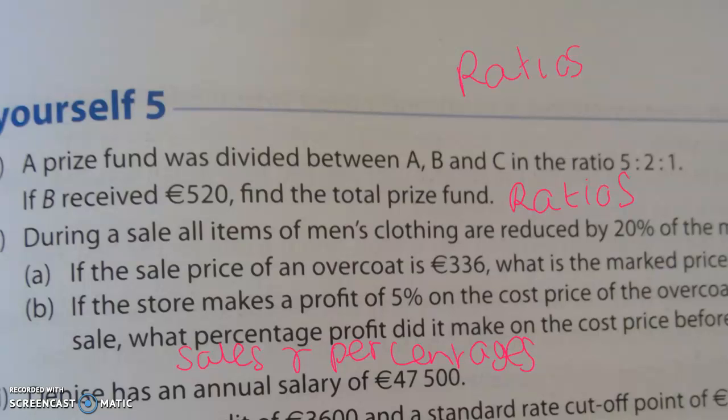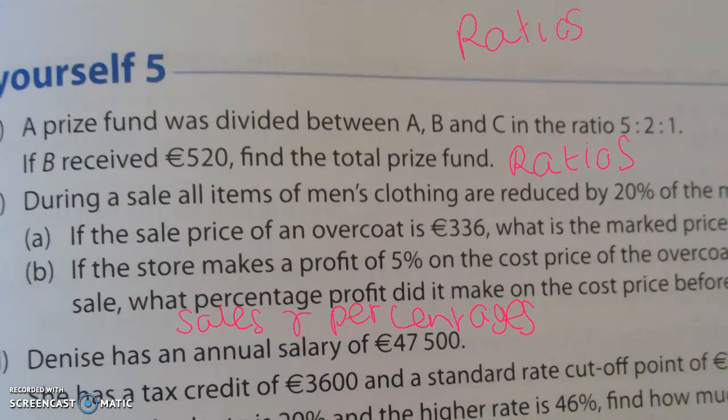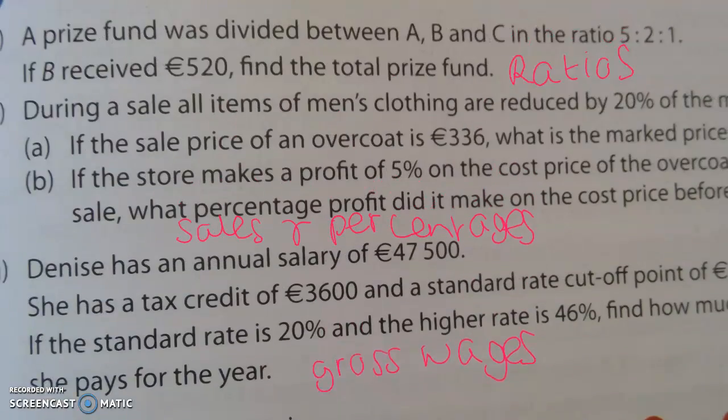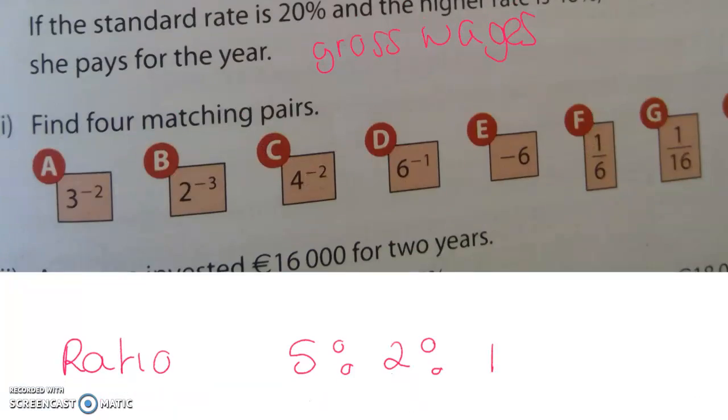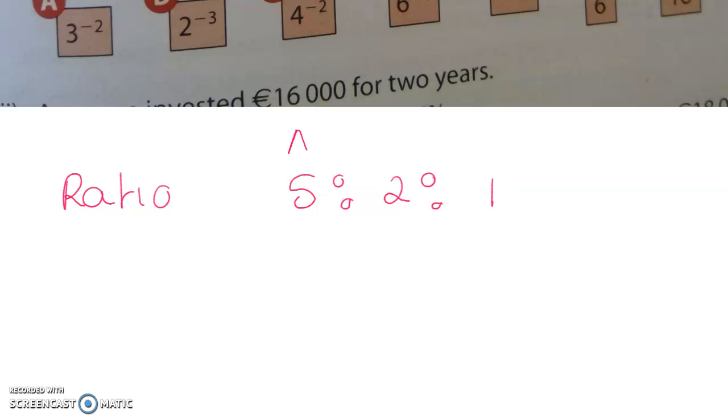Okay, so 1I: the prize fund was divided between A, B and C in the ratio of 5:2:1. So I'll write down, this is my ratio question. Prize fund in the ratio 5:2:1, and B received €520, find the total prize fund. So A, B, C. B received €520, and they're asking me to find the total prize fund.